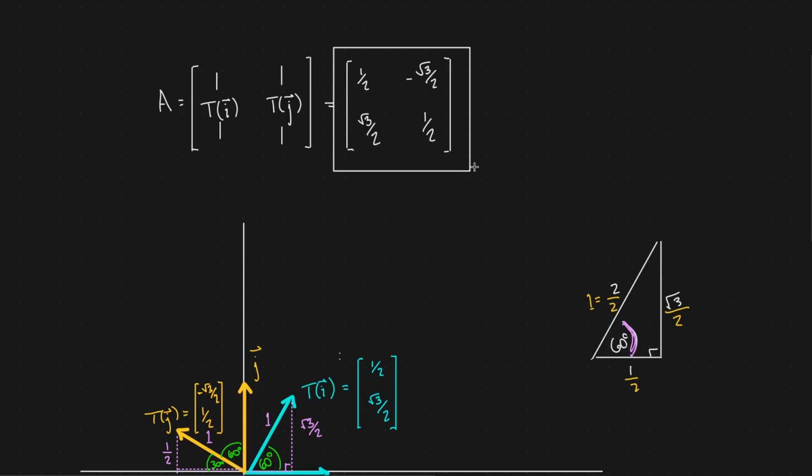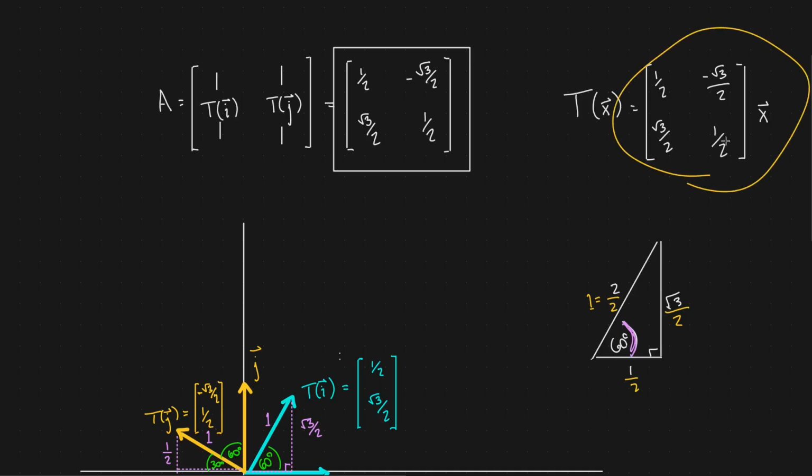That's the answer. So the linear transformation, Tx equals the matrix with rows 1 over 2, negative root 3 over 2 and root 3 over 2, 1 over 2, times vector x. This transformation, this matrix multiplication, will rotate any x in R2 60 degrees counterclockwise.